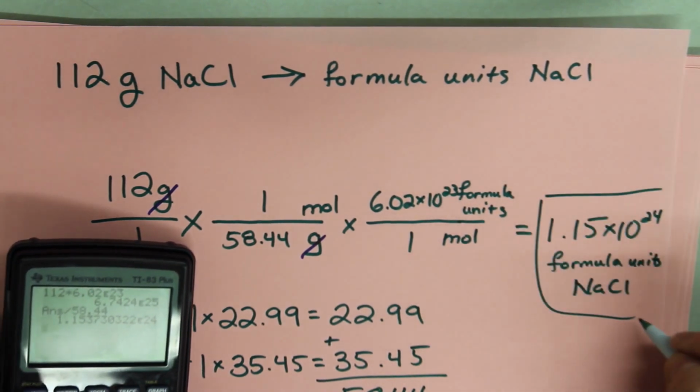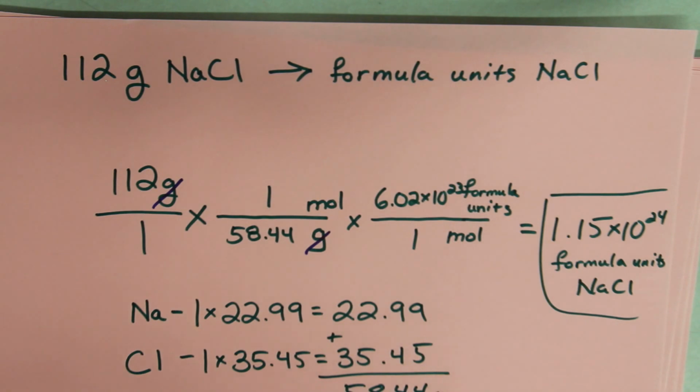So this is like the one we did in class 2 days ago, where I actually took the salt, we weighed it on a triple beam balance, and then we actually converted it to how many compounds of sodium chloride was in that sample. All right, so this is how you do a two-step problem.